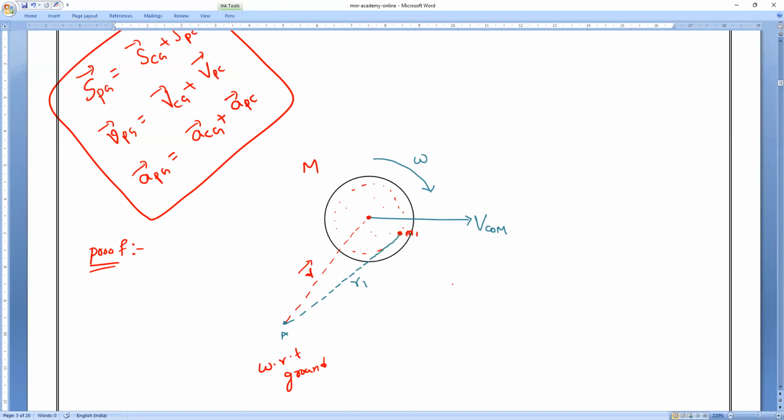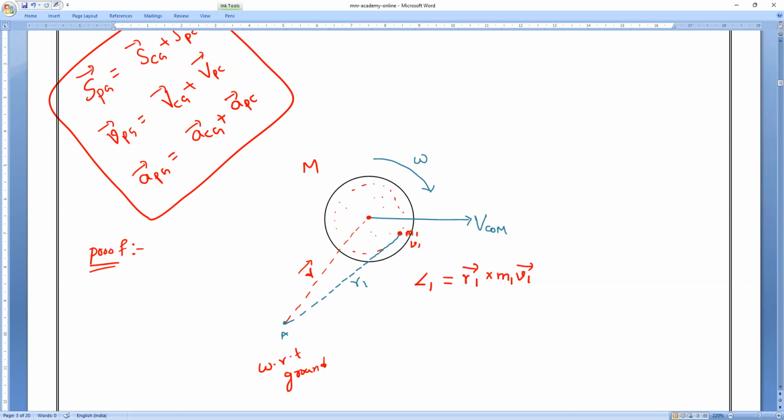Now if you observe very carefully, can you tell me the angular momentum of this M1 point? L1 is equal to, speak loudly and tell me. R1 into M1 into V1. Am I right, everyone? Will you all agree with me? Velocity of this one is V1, M1.